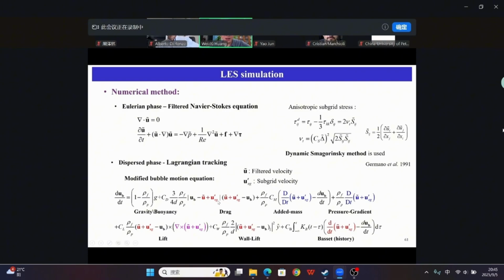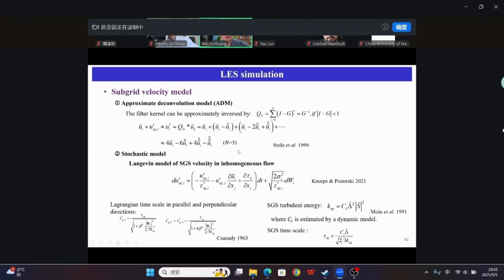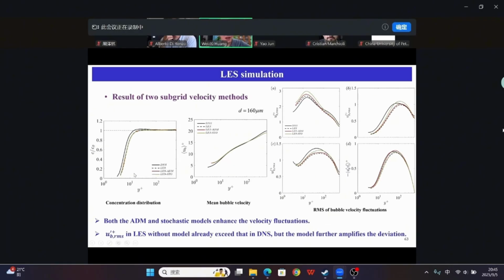So then the problem is how to build a model for this subgrid term. Several methods can be found in the literature. One is the approximate deconvolution model, which uses the resolved velocity to reconstruct the subgrid velocity. And the other is the stochastic model, using the Langevin equation to predict the subgrid velocity. And we also have a test.